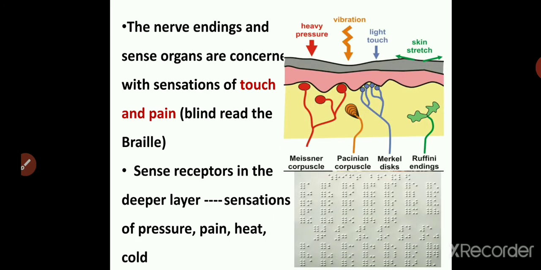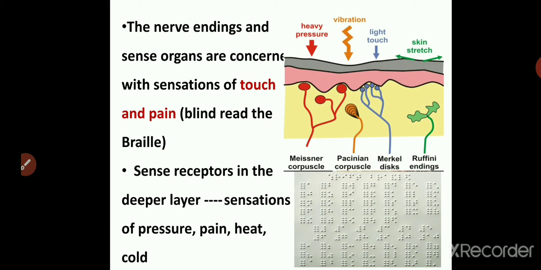Then this diagram shows you how the receptors are present. You can see the various types of receptors present there. First and foremost, you can see the receptors for touch, then for pain, for heavy pressure, and various others. But the touch receptors are so strong that blind people use these touch receptors for sensation. And they are able to read and write with the help of these touch receptors. And the script they use is called braille, shown below in the diagram.